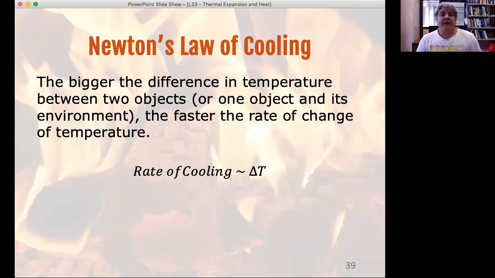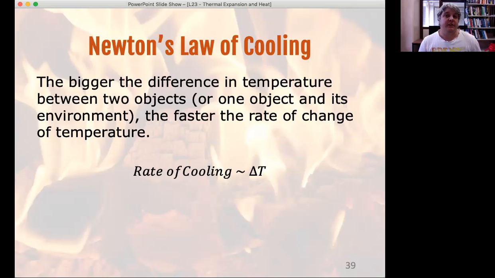Newton's law of cooling is actually a really simple law. It's almost common sense. The bigger the difference in temperature between two objects, the faster the rate of change of temperature. That is, the rate of cooling is proportional to delta T. That's all the law is. We're not going to go into heaps of detail on it, but it just means that the bigger the temperature difference, the greater the change in temperature of the two objects is going to be.